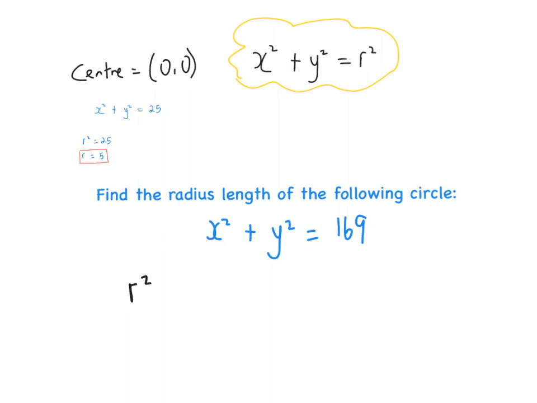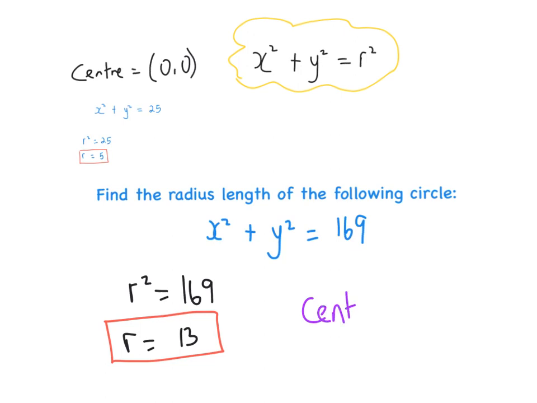So I have r squared is equal to 169. So r must be the square root of that, which is 13. The other thing, again, of course, I know from looking at this circle is its center is equal to 0, 0. Okay, so the center of the circle is the origin. Okay, we'll look at another type of question in relation to this.